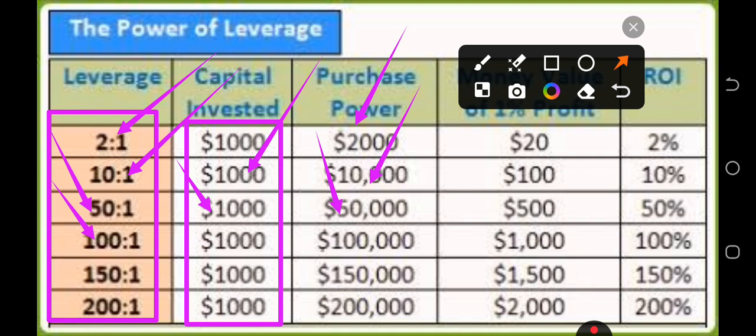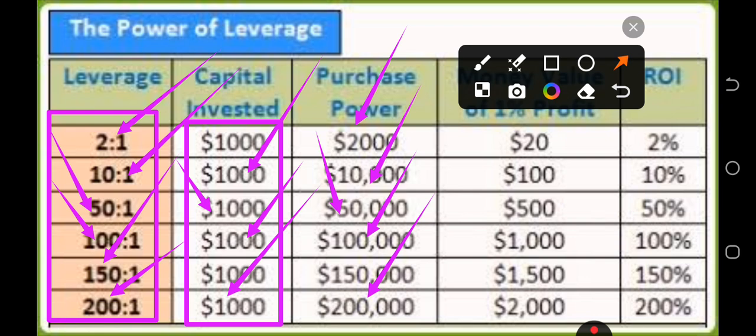100:1 means the broker is willing to multiply your capital invested, or your down payment, or your margin, by 100 times to give you 100,000. If it is 150:1, it means your broker is willing to multiply it by 150 times. 1,000 will give you 150,000. Finally, if it is 200, your broker is willing to multiply your down payment, which is 1,000, 200 times, which will give you 200,000 units of currency.